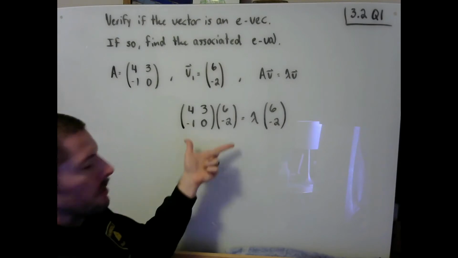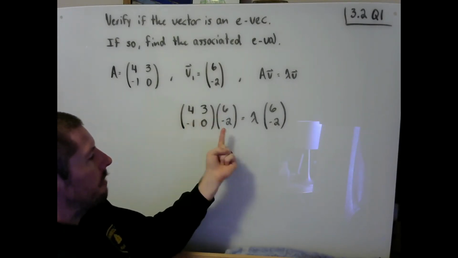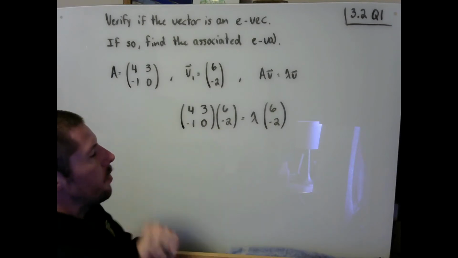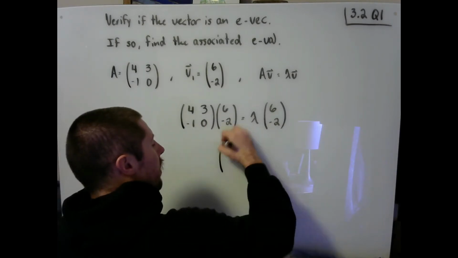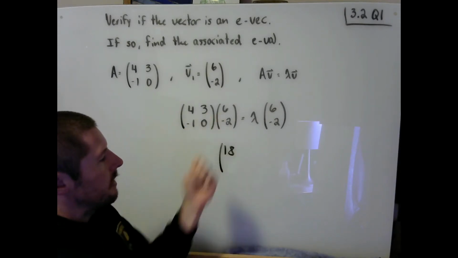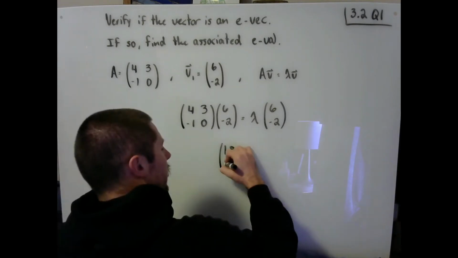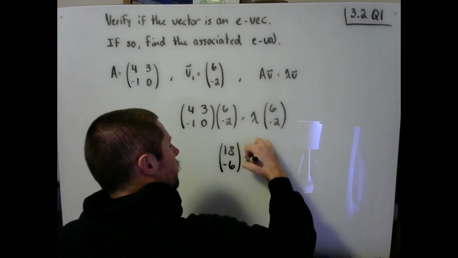Here we just have to do the matrix multiplication on the left. 4 times 6 is 24. 3 times negative 2 is negative 6. 24 minus 6 will leave us with 18. On the bottom, negative 1 times 6 is negative 6. 0 times negative 2 is 0, so we're going to get a negative 6 on the bottom.